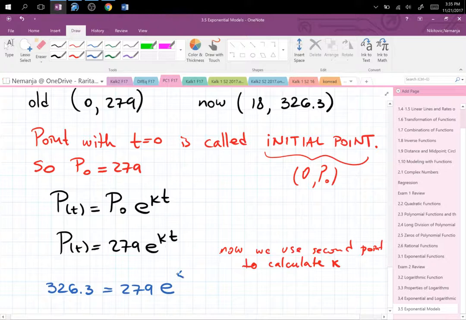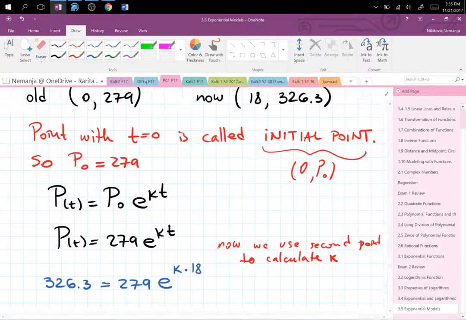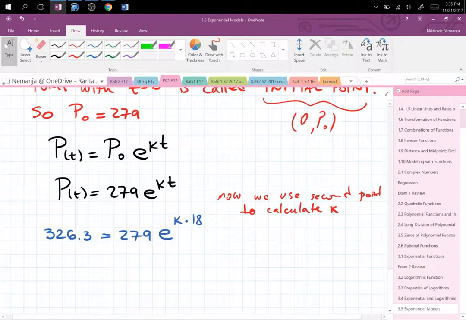So all I did is I plugged in P for the population, and t for t, which is 18. We have to solve this equation. If you observe, the only variable that is unknown is k. So we can solve this equation. We divide both sides by 279. We use the same methods, except now your calculations are more annoying, so you will be using a calculator all the time.